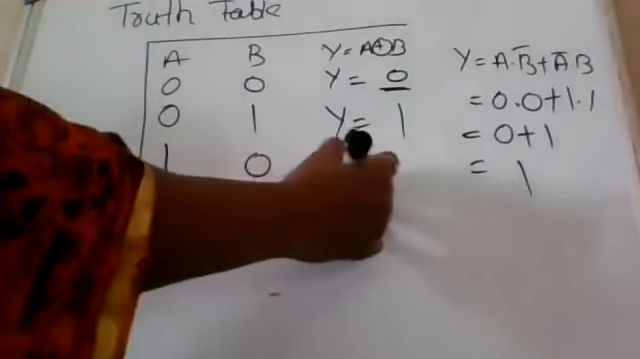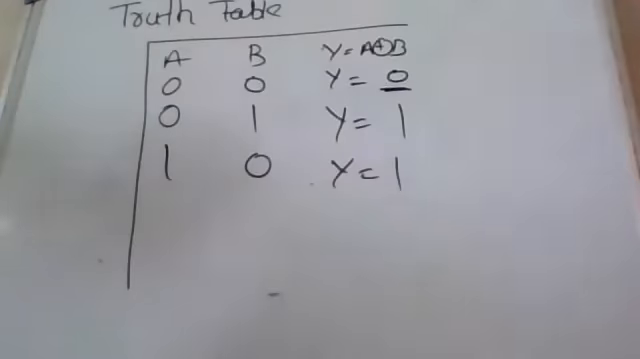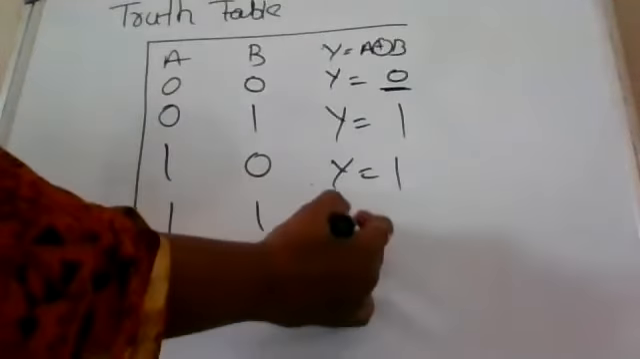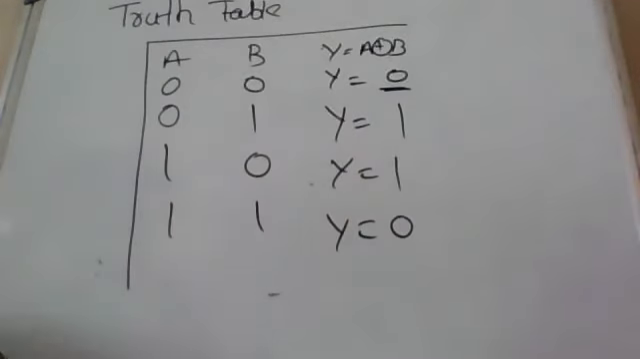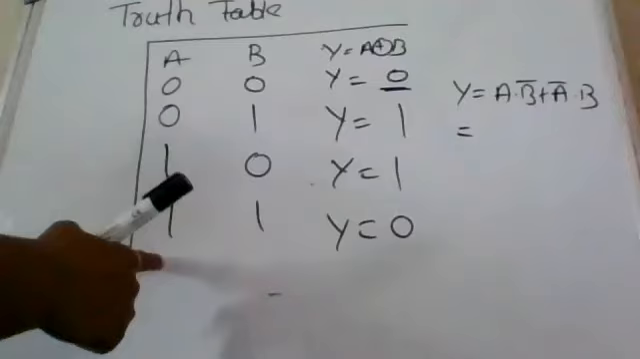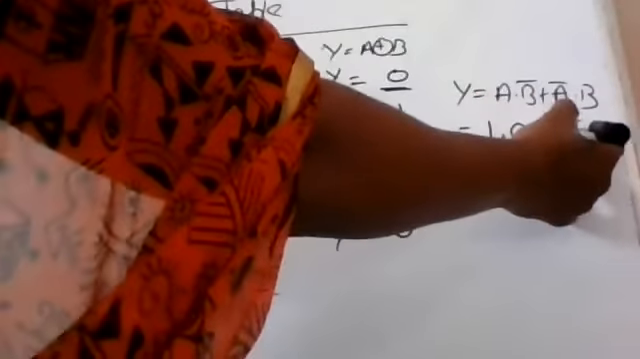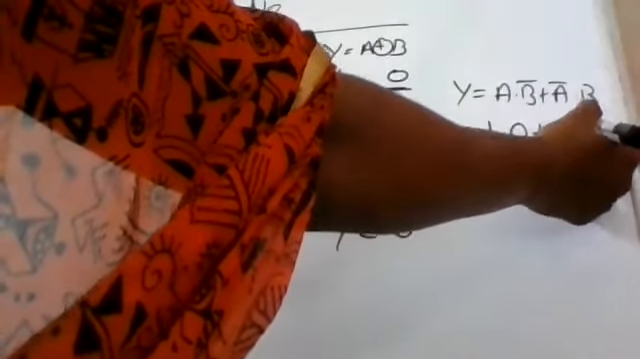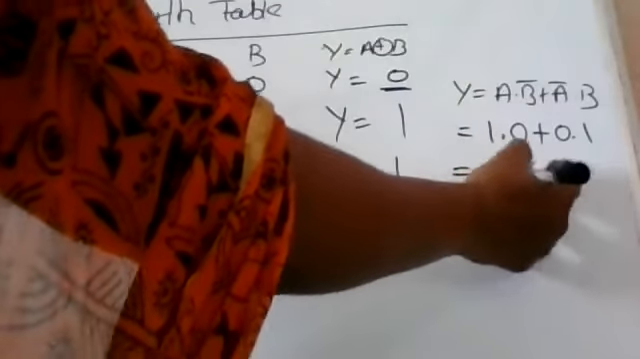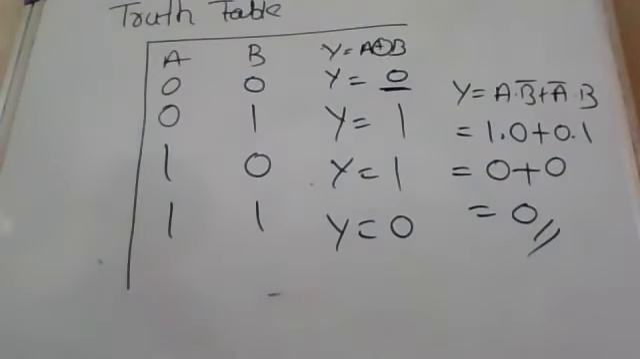Next 1, 0 condition also we get Y equal to 1. Last case, both the inputs in 1 condition. 1, 1 we get Y equal to 0. So last condition, Y equal to A dot B complement plus A complement dot B. A equal to B equal to 1, that means 1 dot 1 complement 0, plus 1 complement means 0. B is 1. 1 dot 0 is 0, plus 0 dot 1 is 0. We get answer is 0. So this is truth table for exclusive OR gate.